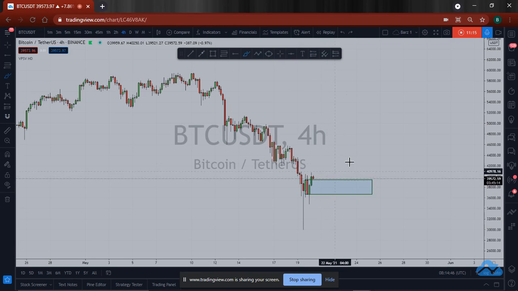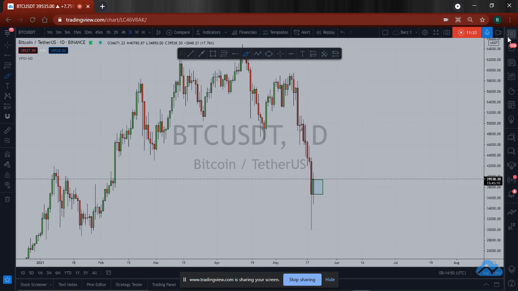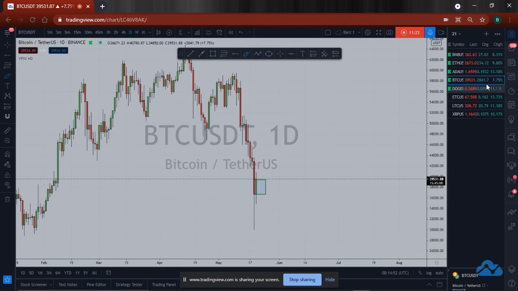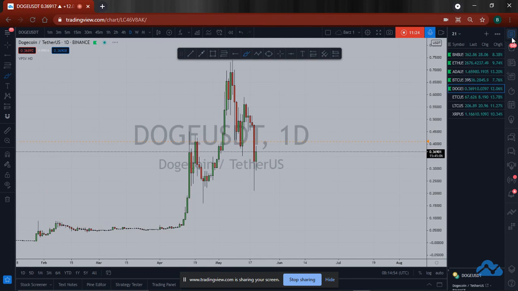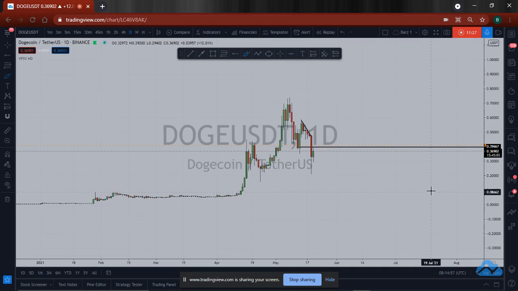So the next pair that I have on my watch list is Doge USDT.